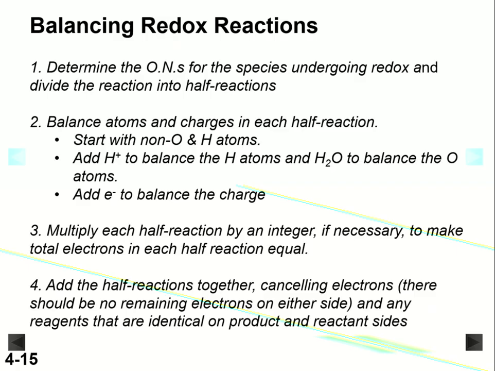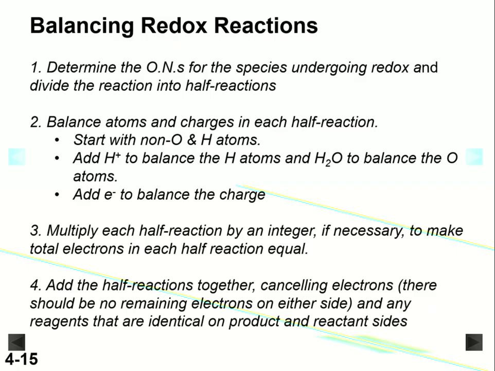First, we determine the oxidation numbers for all the species in our reaction, and we identify which ones are undergoing reduction and which ones are undergoing oxidation. Then we split that reaction into two half reactions. In order to do that, we take the species that is undergoing reduction and we make a reaction for that. So we have the oxidized form as a reactant and the reduced form as a product. And then we take the species that is undergoing oxidation and we make a half reaction for that. We take its reduced form as a reactant and its oxidized form as a product.